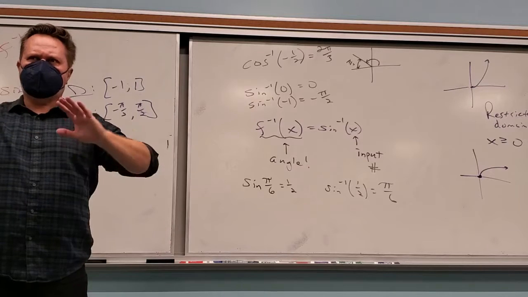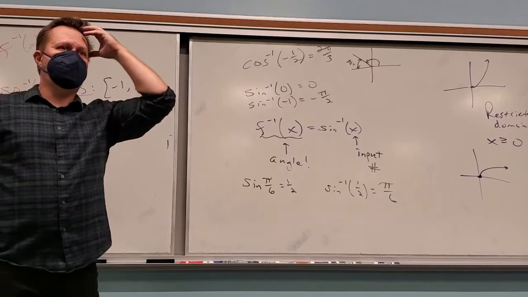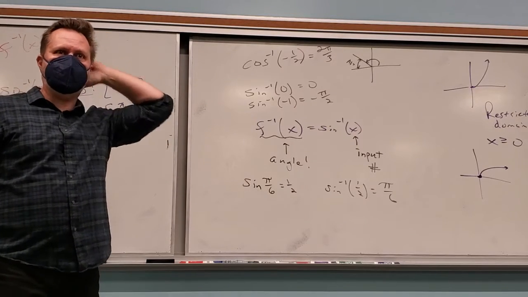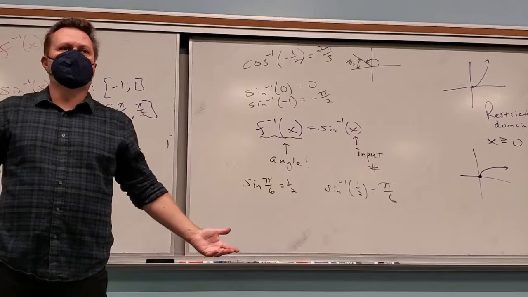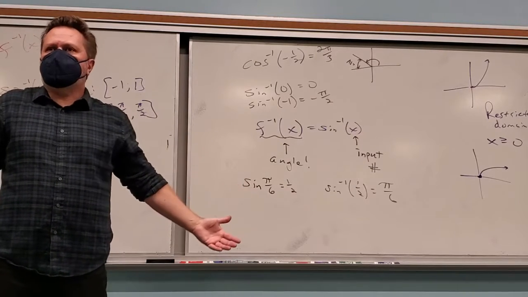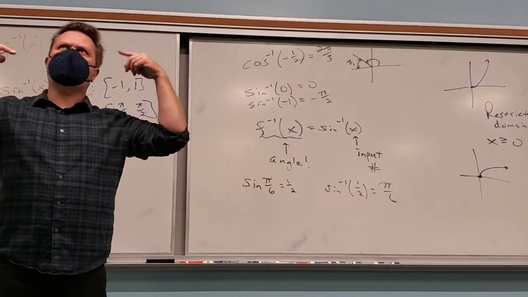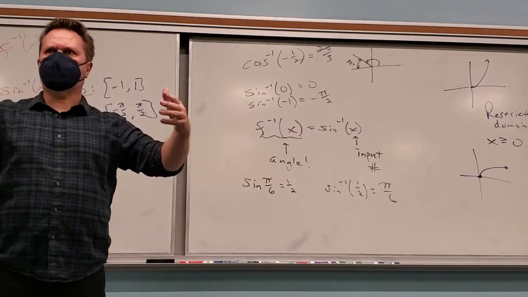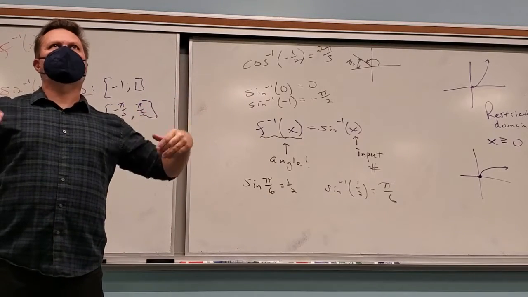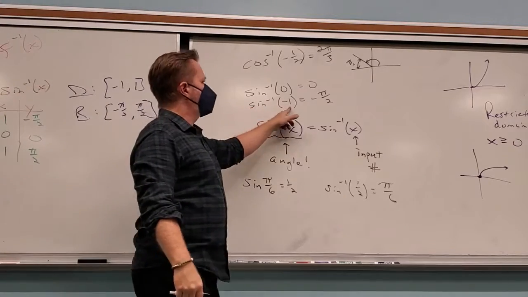You guys start to understand, it's a lot like logarithms. If you don't know what power to raise 2 to get 8, you can't do log base 2 of 8. There's no way you're going to do it, because that's what you think: what power do I raise 2 to get 8? Same thing here. What angle do I take the sine of to get negative 1? Negative pi over 2.